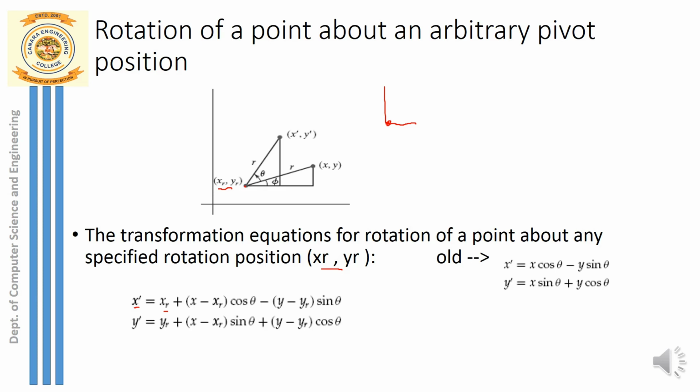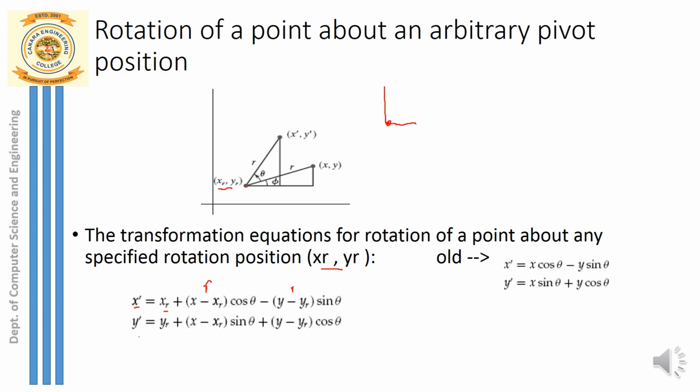So this x minus xr is the difference in the x coordinates. Since r is the length of the line segment, which will not vary even after you perform rotation, this r remains the same. So r cos theta can be written as x minus xr into cos theta, and the equation is the same equation, minus r sin theta. What is r here again? It is the difference in y coordinate, y minus yr, sin theta.